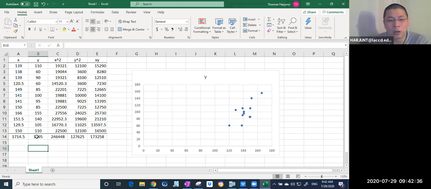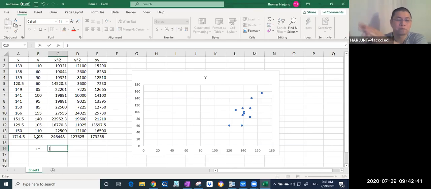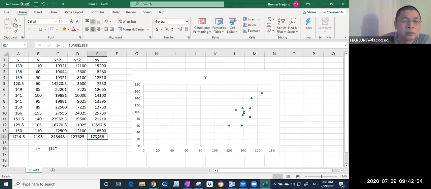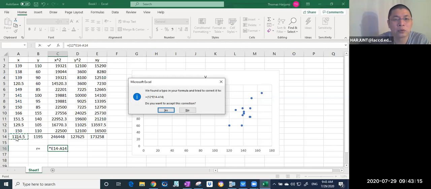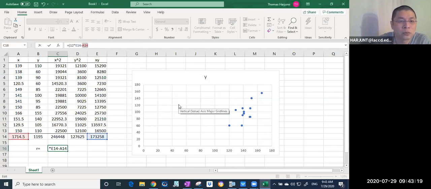Okay. So my R is equal to, on the top, n, which is 12, times the sum of x times y. If I ask Excel to do computation for me, I need an equal sign. 12, that's the sample size, times the sum of xy minus the product of the sum of x times the sum of y, close parentheses, divided by parentheses.